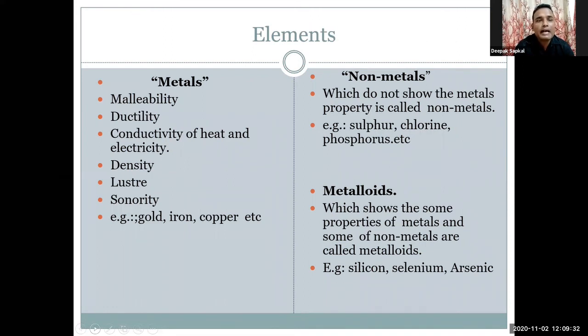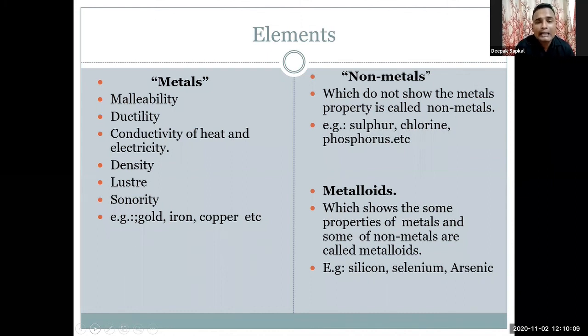But if you think about non-metals, what is the difference? Any substance which does not follow the properties of metals is a non-metal. Understood? They do not show metal's properties, which are given on the left side of the page. The substances which do not follow these properties are non-metals. We can say sulfur, chlorine, phosphorus. These are non-metals.